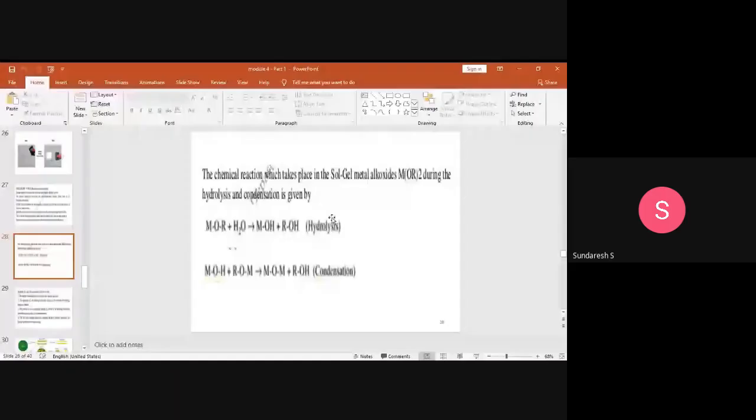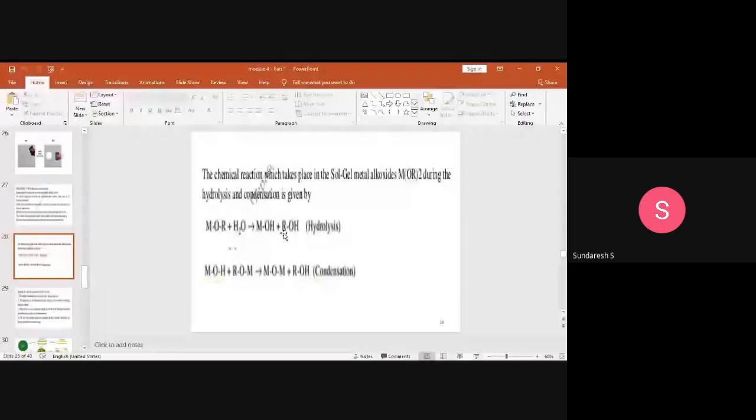The chemical reaction which takes place in the sol-gel process, with metal alkoxides during hydrolysis and condensation, is given here. So this is the chemical reaction. Metal alkoxide M-OR plus H2O gives M-OH, which is hydrolysis. M-OR with water leads to M-OH and ROH. Then M-OH plus ROH leads to the condensation reaction.